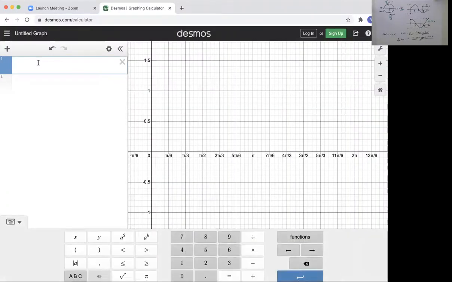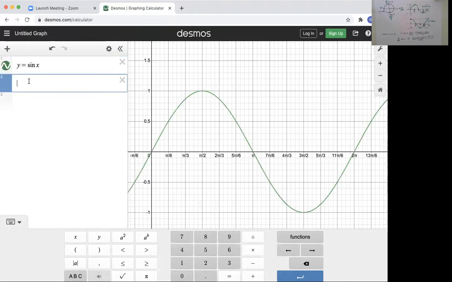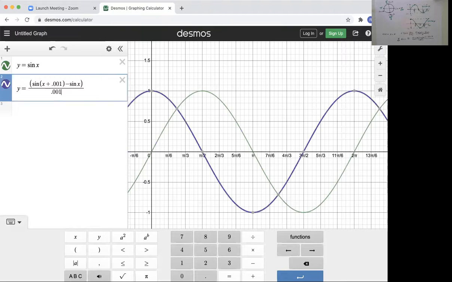So we'll first go ahead and graph our sine x. Fine. And then I want to take a look at that sine of x plus 0.001 minus sine of x over 0.001. So f of x plus h using a small one of 0.001 minus sine of x divided by 0.001. What does that graph look like?